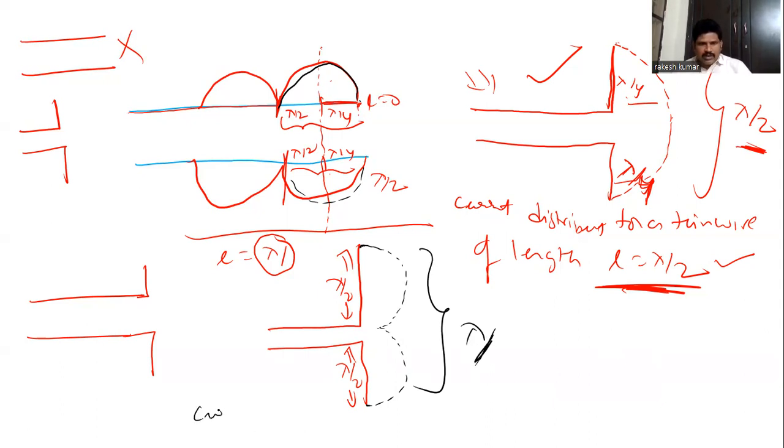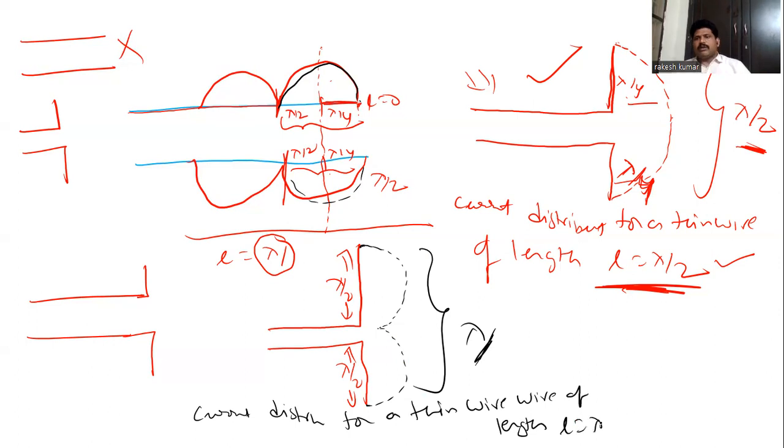So this is the sketch of current distribution for a thin wire of length L is equal to lambda. Like this you can sketch for anything. Let us take, for example, if the value of L is very much less than lambda.